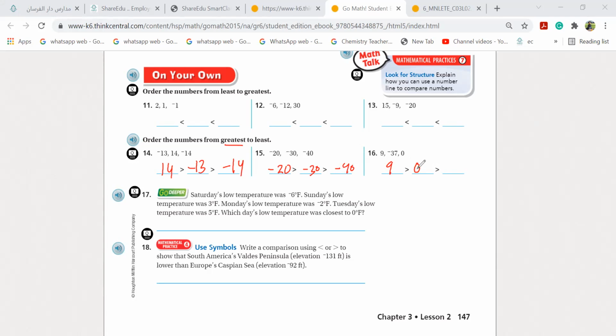No. First, in the middle, you have 0 and then go to negative 1, okay? 0 is always greater than the negative numbers. They are asking you to compare minus 131 feet and minus 92 feet. Just write minus 131 first. It is smaller than minus 92 feet, okay?